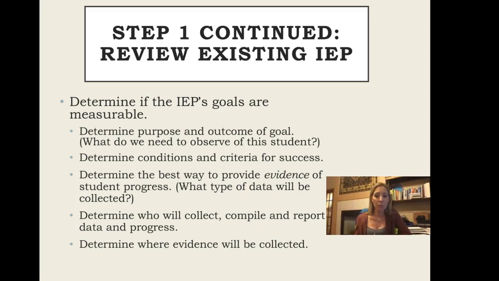So we're on step 1 still. When we determine if the IEP goals are measurable, we want to look at several factors. Now, I'm not going to read all of these out loud. You have them listed in front of you, so I recommend you just go through them, look at them. And really, some of the key things I want to point out are the questions I have in the parentheses. So what do we need to observe of this student? What type of data are we going to collect? Who's going to collect it? Where will we collect it? So it's almost all the who, what, when, where, why. That's the part of really determining what we're going to be doing for the first step.